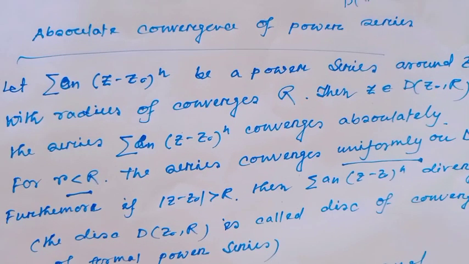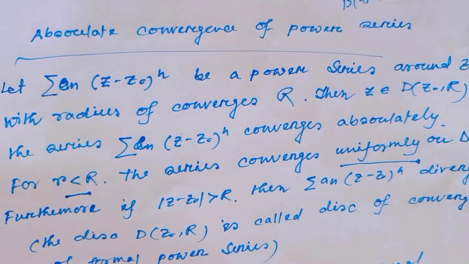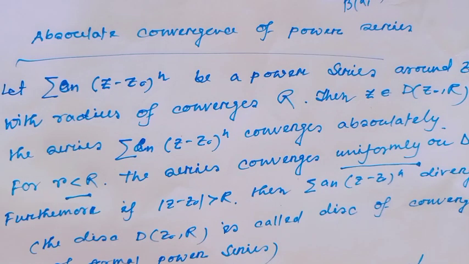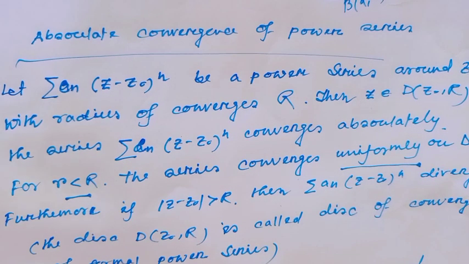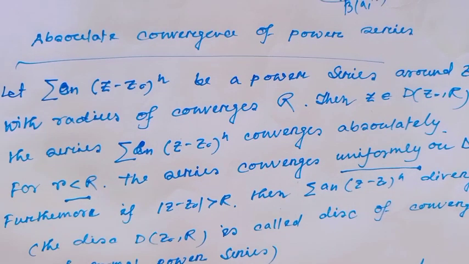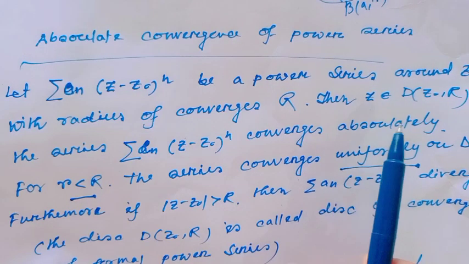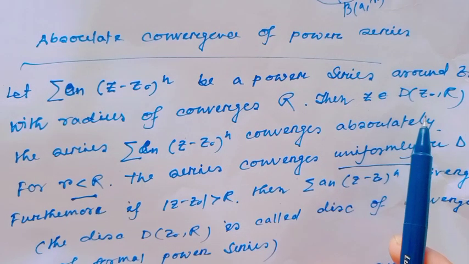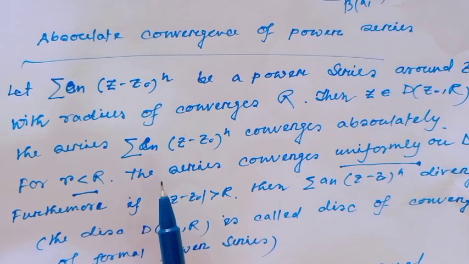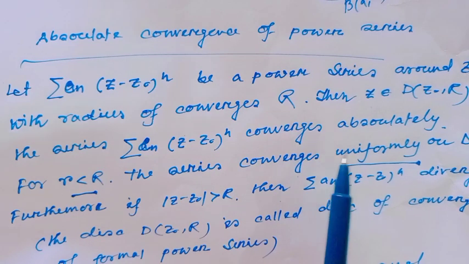Another nice theorem: absolute convergence of power series. The statement of this theorem is: let the series sum of Cn (z minus z0)^n be a power series around z0 with radius of convergence R. Then for z belonging to the disc D(z0, R), the series sum of Cn (z minus z0)^n converges absolutely.